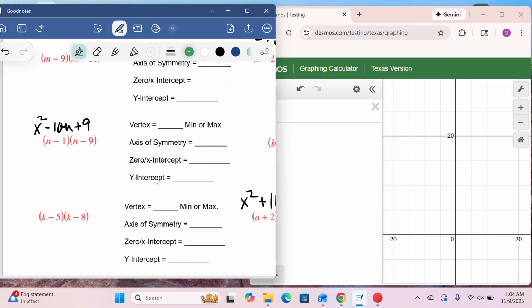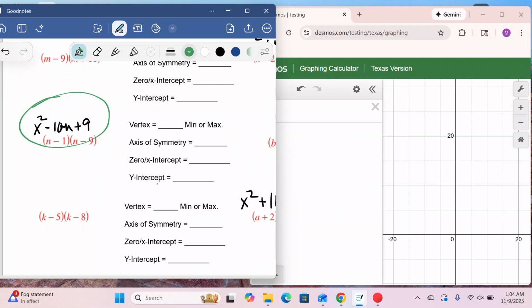Let me change right here. And we're going to find the vertex. We're going to find whether it's a minimum or maximum. We're going to find an axis of symmetry. We're going to find a zero, an x-intercept, and a y-intercept. So again, if you want to, you can pause the video anytime, try it out, and find out if you can find the vertex and whether it's a minimum or maximum.